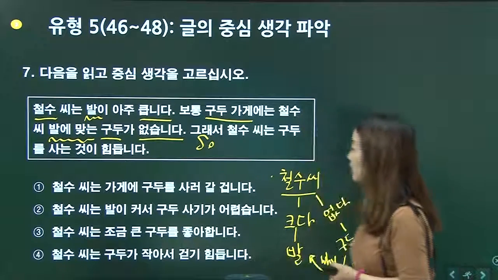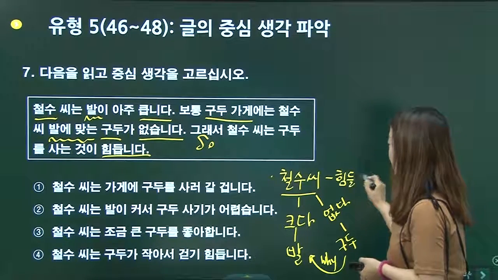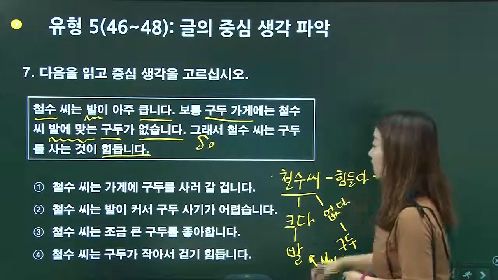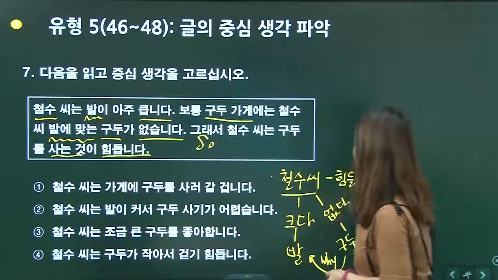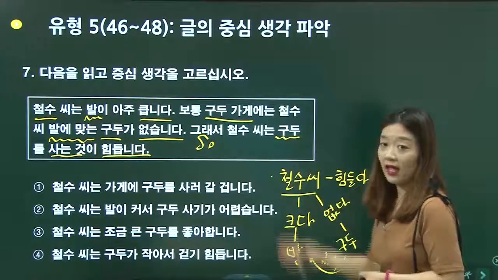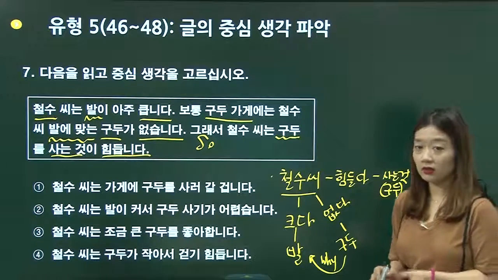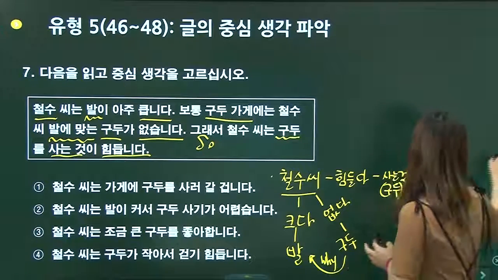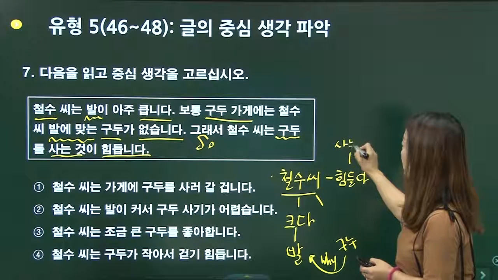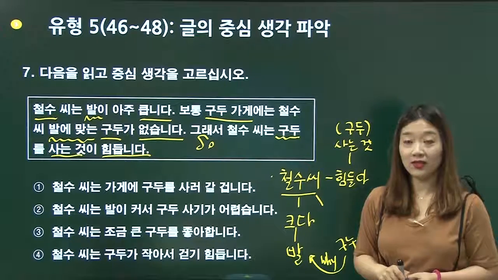그래서, so 철수 씨는 구두 사는 것이 힘듭니다. Alright, 힘들다. Difficult. So what things are difficult for him? 당연히 사는 것, buying. 사다, 사는 것. So to buy what? Okay, we are still talking about feet and shoes, so 구두 사는 것이 힘들어요. 힘들다, 사는 것이 힘들어요. 어떤 거 사는 거요? 구두 사는 것, 사는 것.